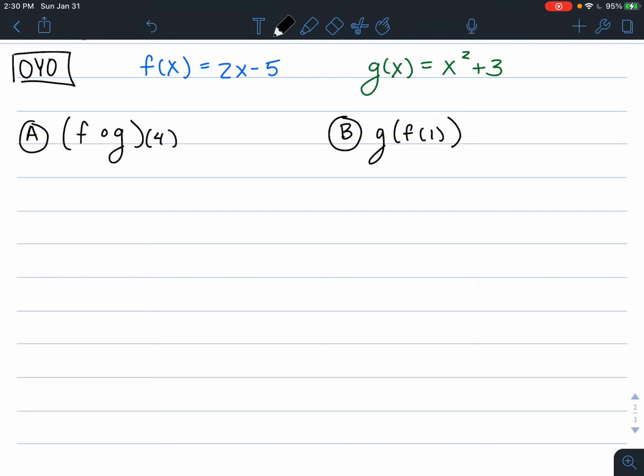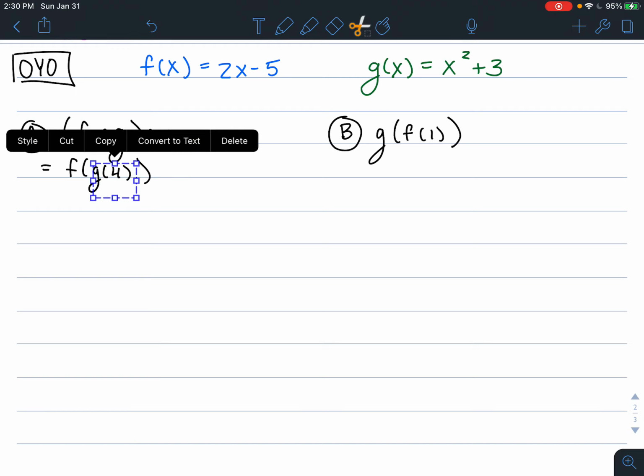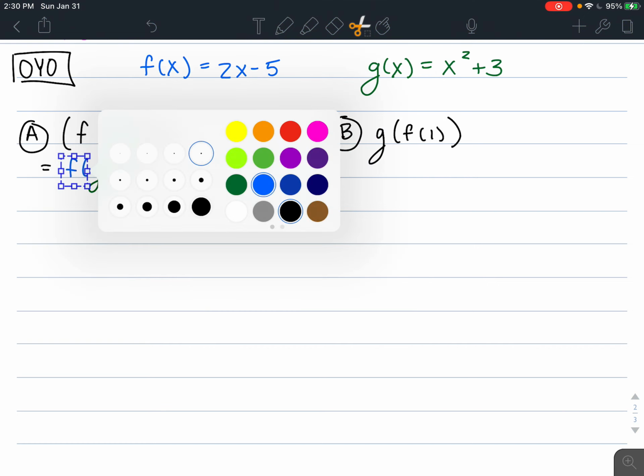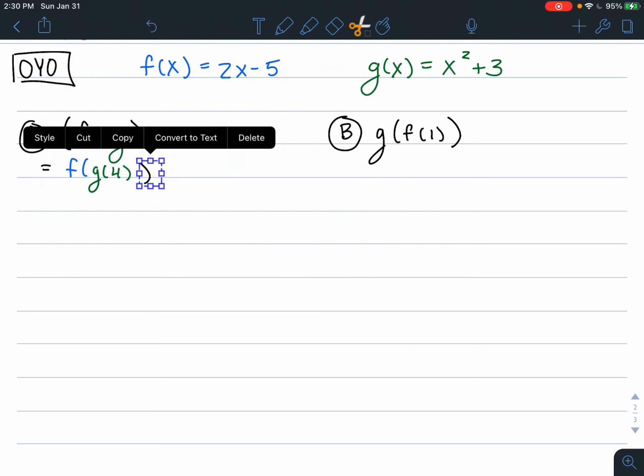So let's go ahead and go over these. The first thing I'm going to do over here is rewrite this. So it's f composed with g of 4. So g is my inside function, and then f is my outside function. Doing a little bit of lazy color coding here with Notability.